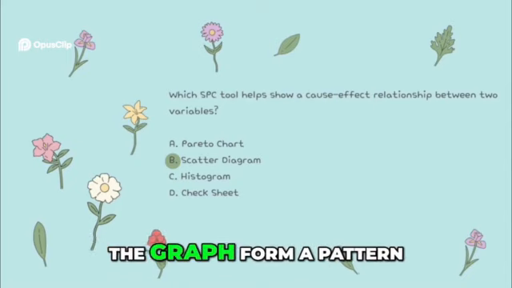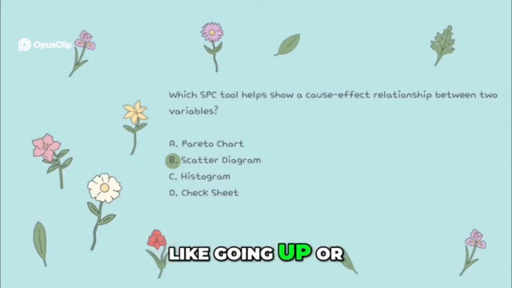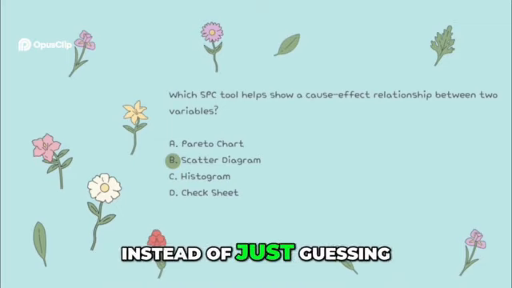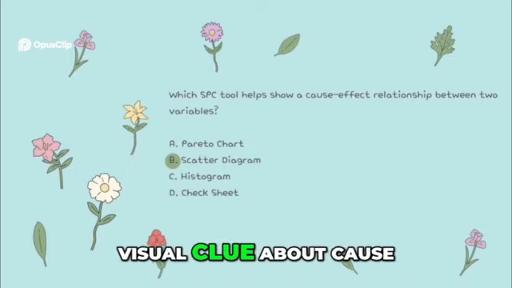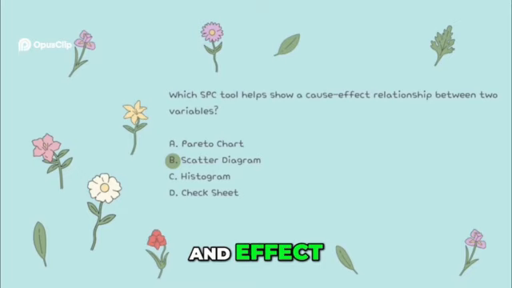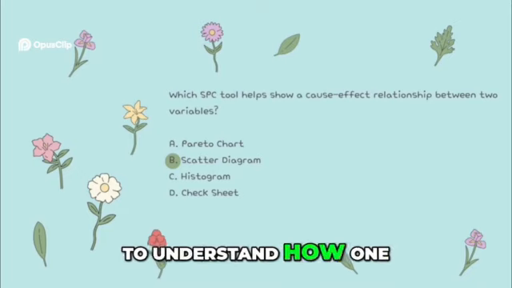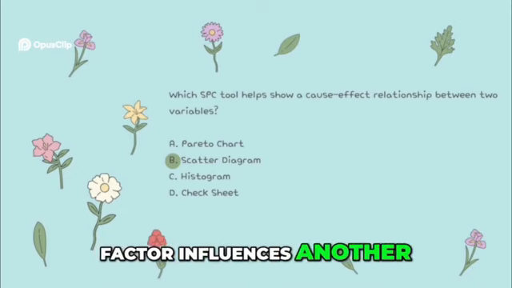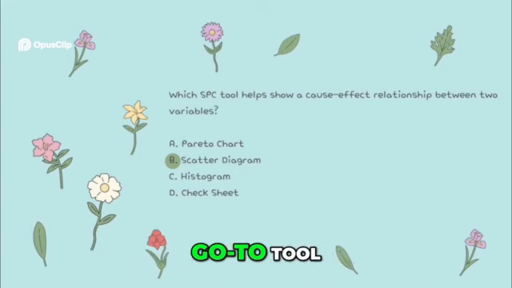If the dots on the graph form a pattern, like going up or down together, that's a sign one thing might be causing the other. It's super useful because instead of just guessing, you get a clear visual clue about cause and effect. So, when you want to understand how one factor influences another, the scatter diagram's your go-to tool.